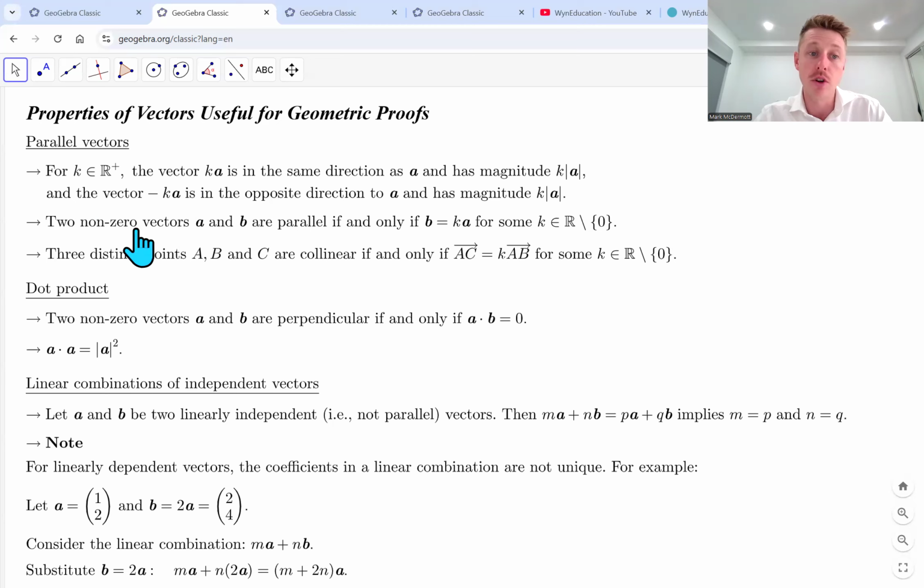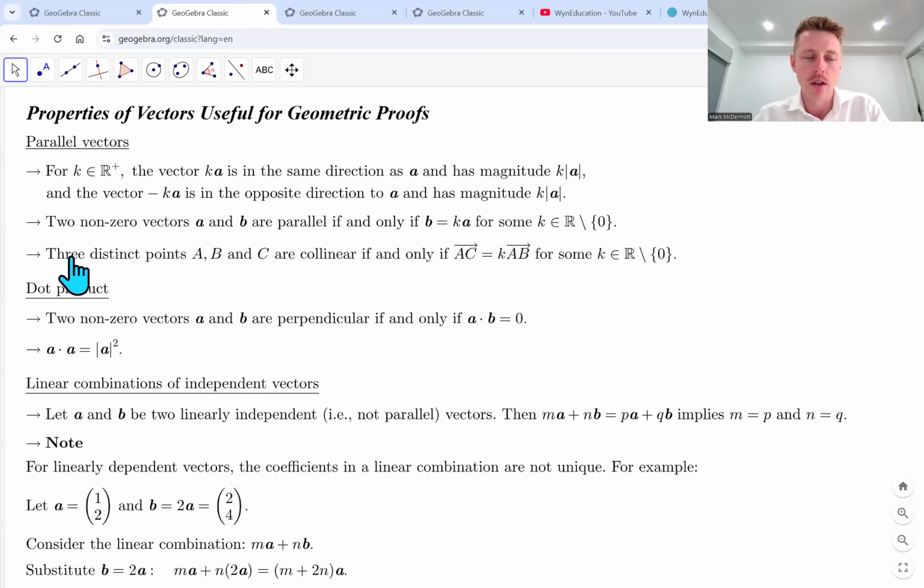We can also say that two non-zero vectors A and B are parallel if and only if B is a scalar multiple of A, where k is not equal to zero. Again, that should make sense. You go to some vector in space. B is parallel only if it's a scalar multiple of A. Remember, it doesn't matter where your vector is situated in space. If it's pointing in the same direction, then it's going to be parallel.